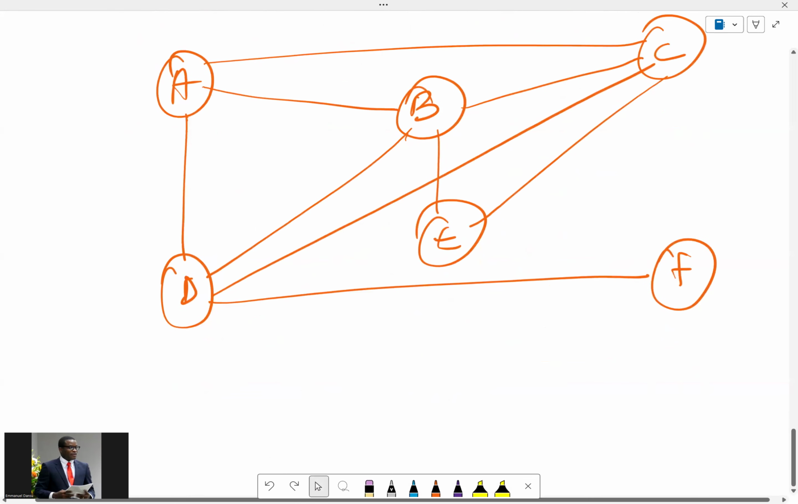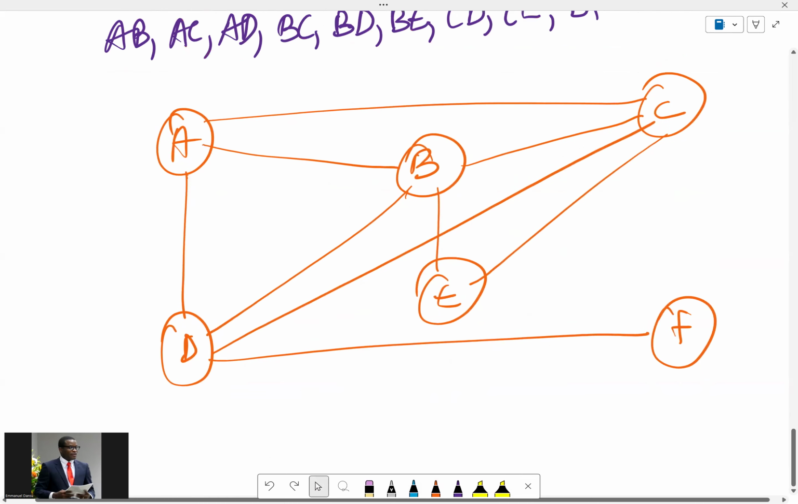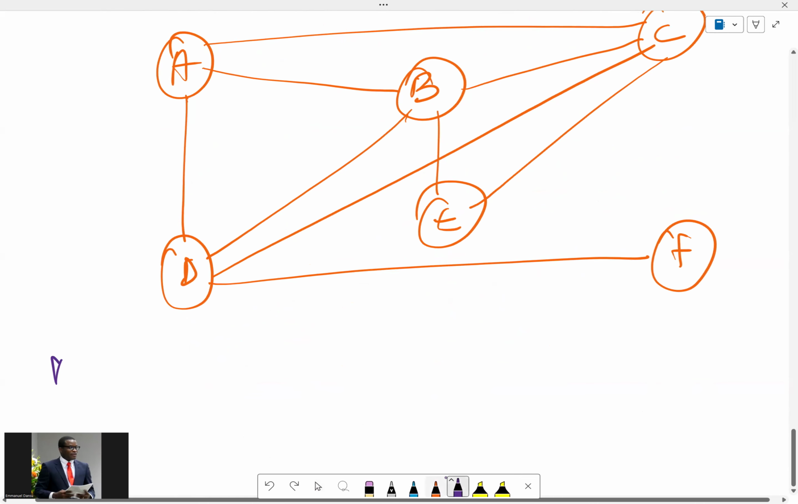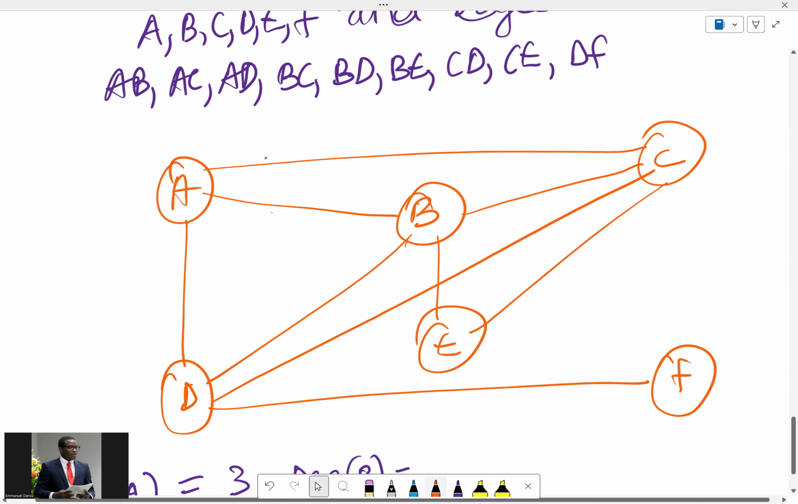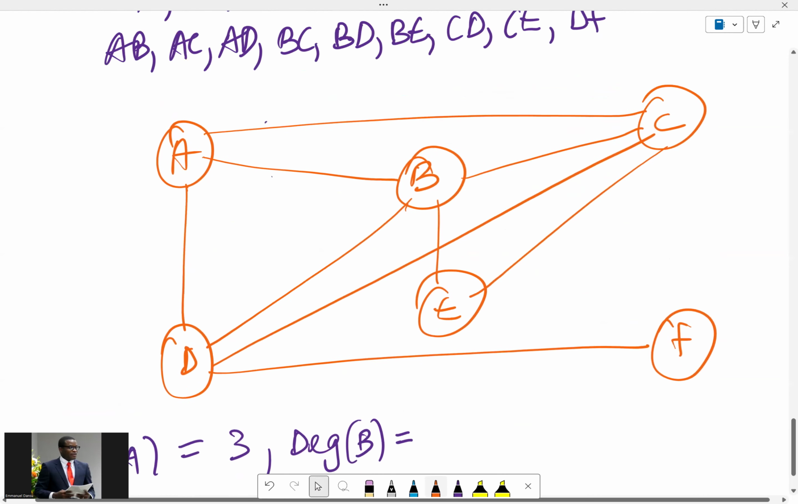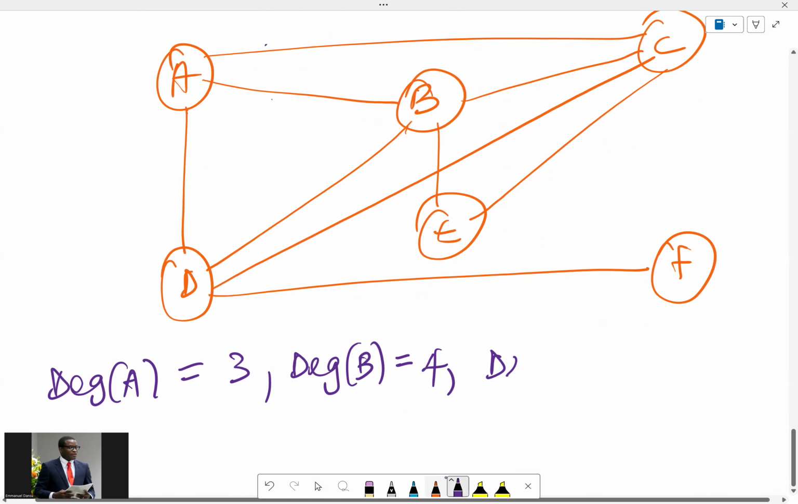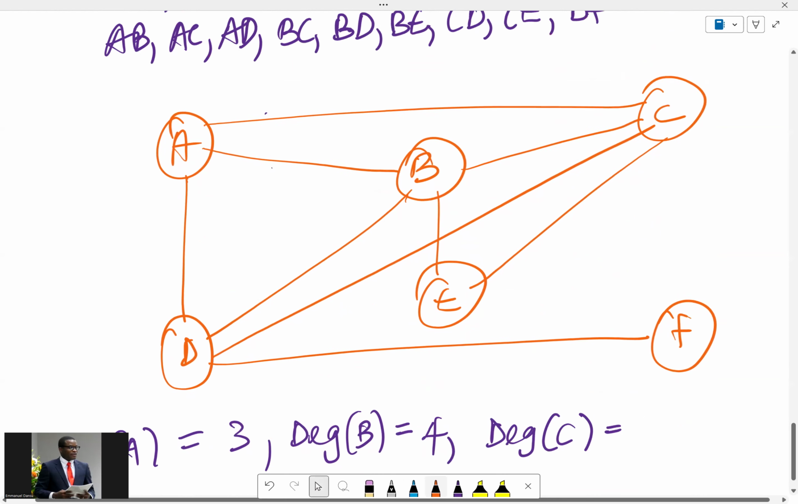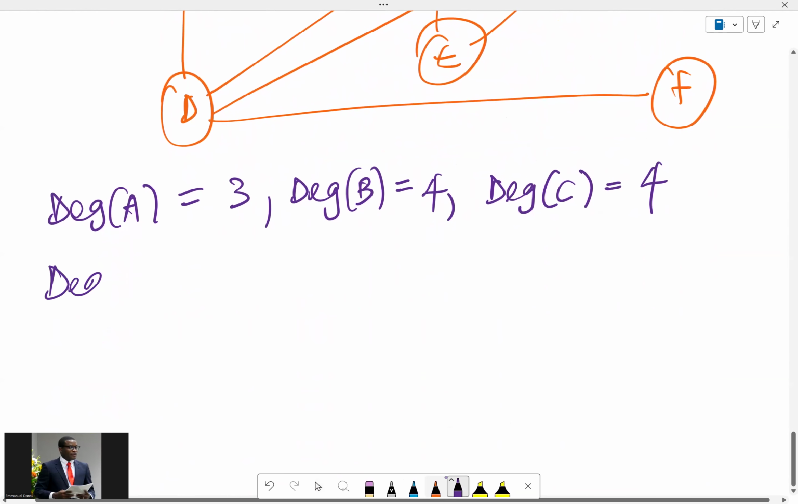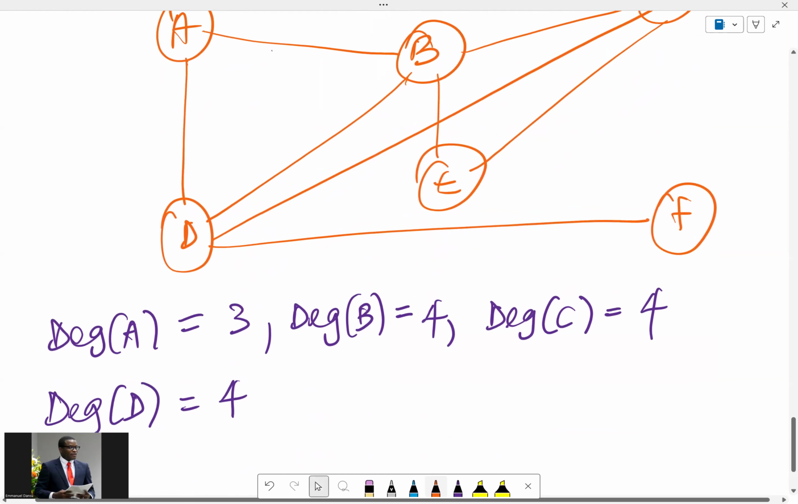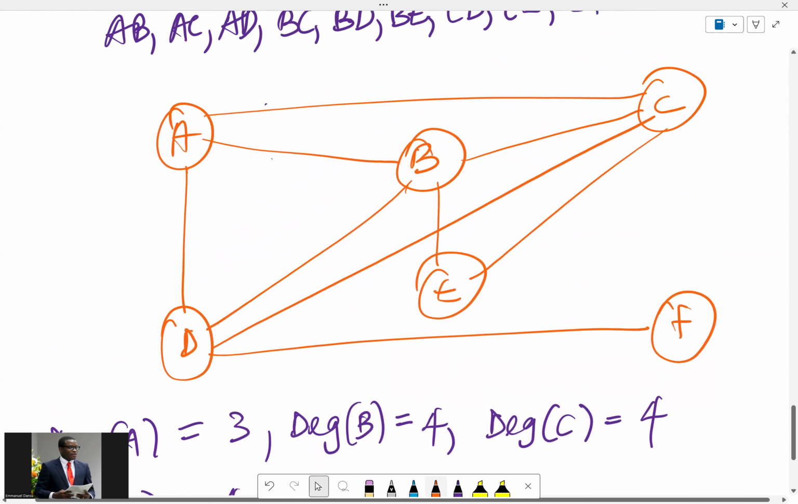So what is the degree of A? We need to get the degrees out. The degree of A is 3. You can see 1, 2, 3 for A. The degree of B is 4. The degree of C is also 4. Then the degree of D is also 4.